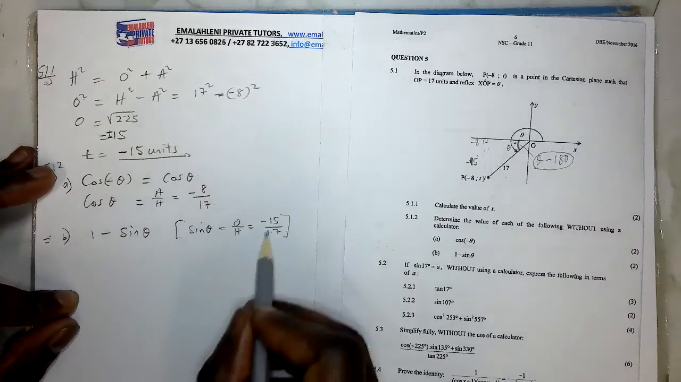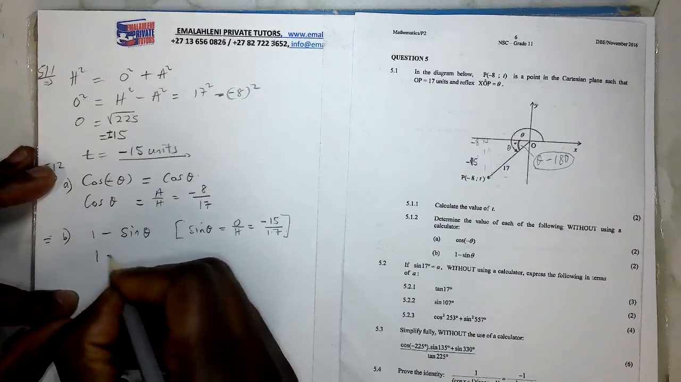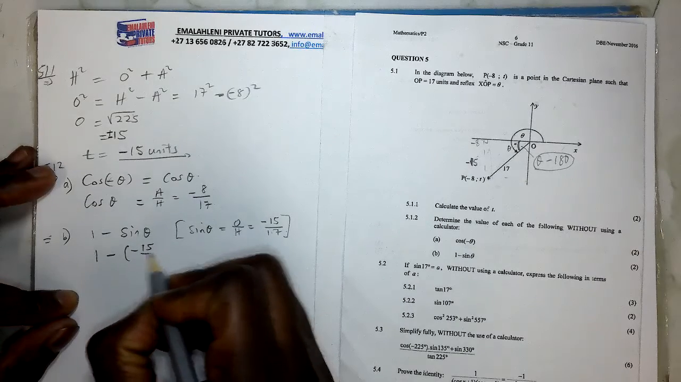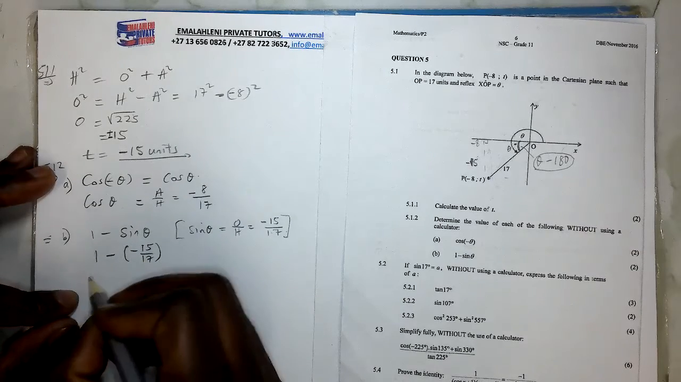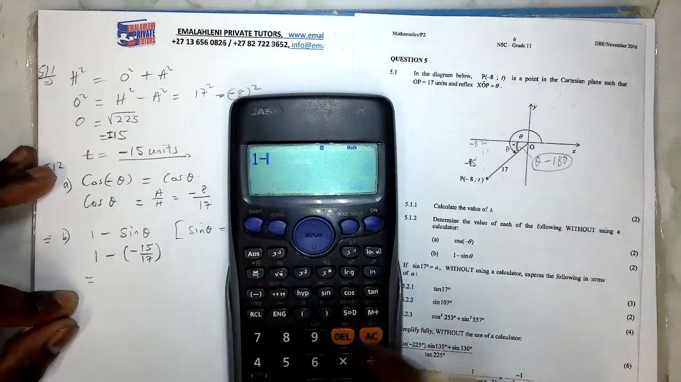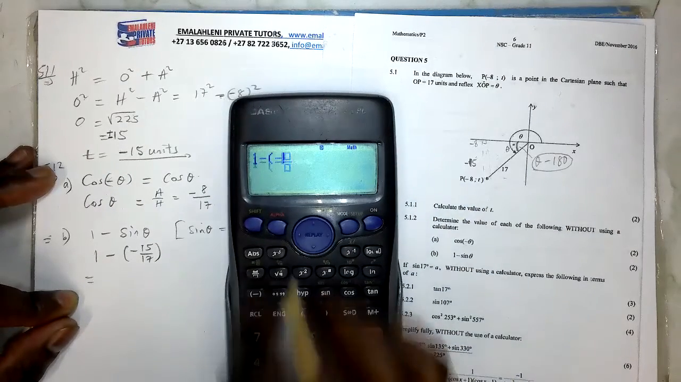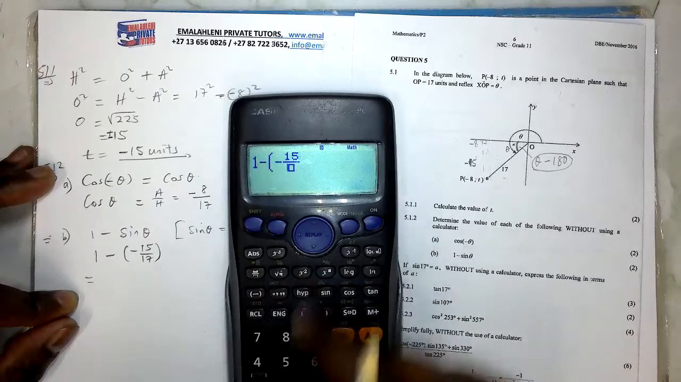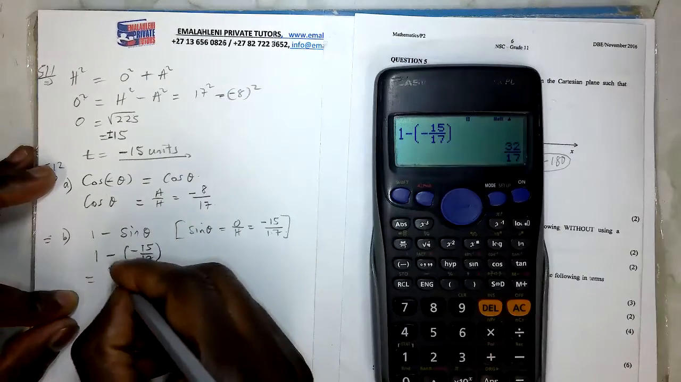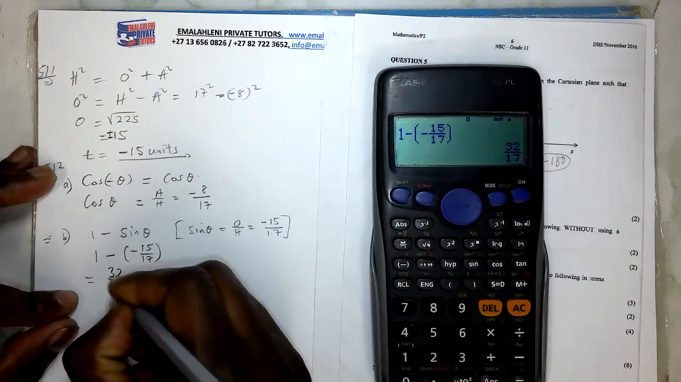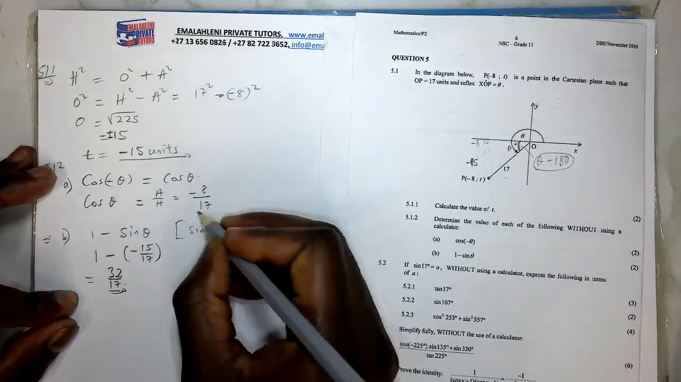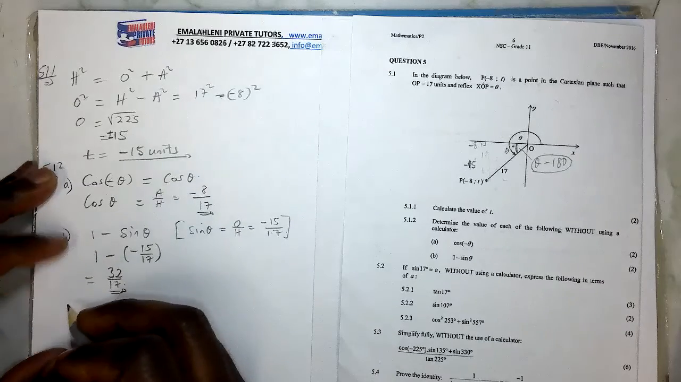So we are going to substitute that. It's going to be 1 minus, we put it in brackets, negative 15 over 17. Then what do we get there? We punch it in our calculator: 1 minus, open the bracket, minus 15 over 17. We get 32 over 17. So this is our final answer. Now let's move on to the next question.